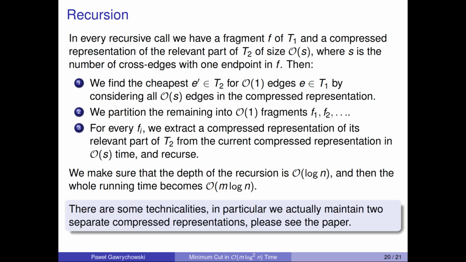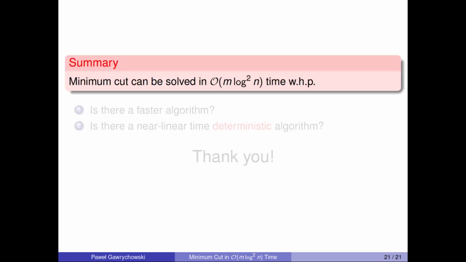So I'm actually skipping some technicalities here. It's not enough to maintain one compressed representation. You need to keep track of two of them, because depending on how the fragment looks, you might need some extra information. So please see the paper for that. Okay, so to summarize, we show that the two-respecting problem can be solved deterministically in m log n time, and this gives us a solution for the minimum cut problem in m log² n time with high probability. So the only reason for the randomization is in the sampling step.